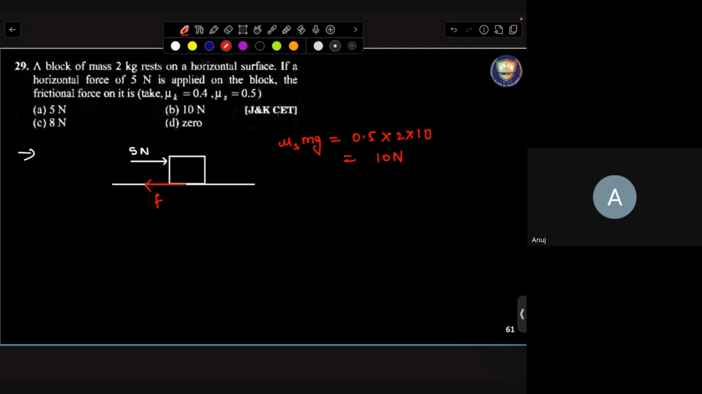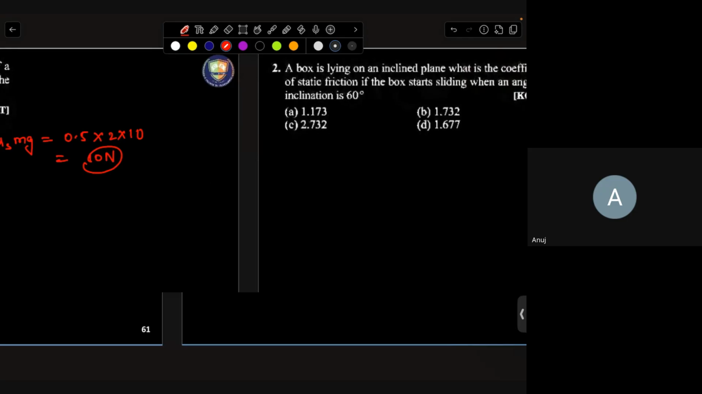So limiting force is 10 Newton. So that means the block must not be moving because the applied force is less than the limiting force. But since we know that friction is a self-adjusting force, it will adjust or increase the friction force till it has reached the limiting one. So it is also 5 Newton. Because if the system is at rest, friction has to be 5 Newton. Okay, see this one.